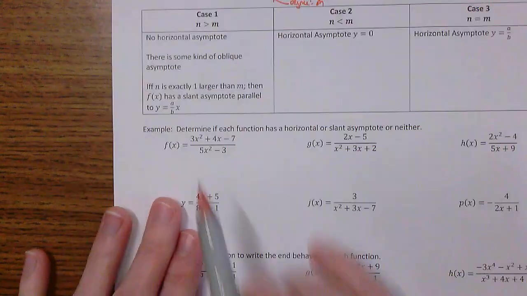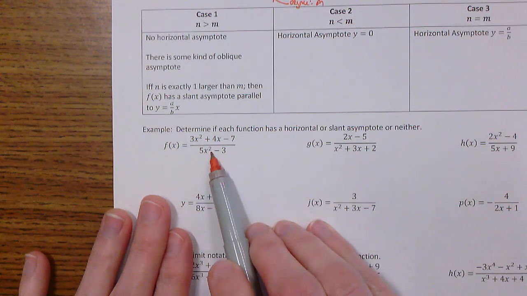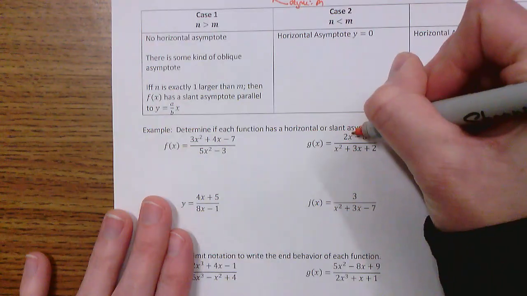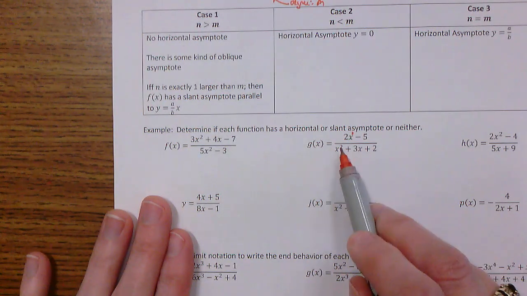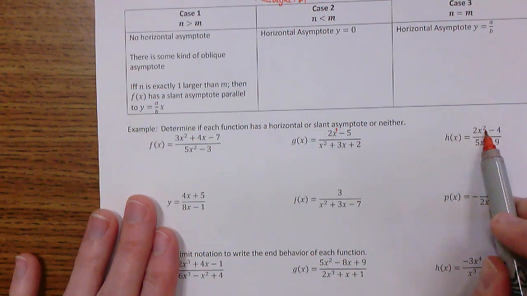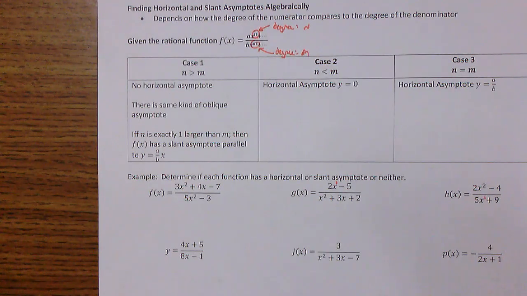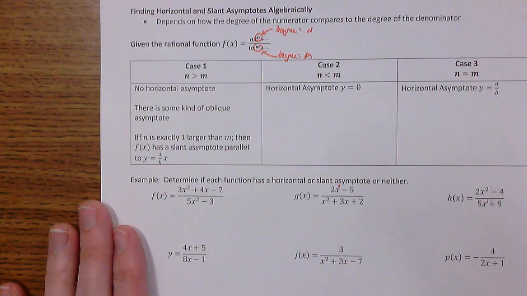All right, so for example, here n is 2, m is 2. This one has an invisible 1 there, so this guy's a 2x to the first power, so n is 1, m is 2. This one, n is 2, this one, m is 1. Okay, so that's all that we're talking about. It's just whatever the biggest exponent is on the top and on the bottom. And then there's 3 cases, okay?